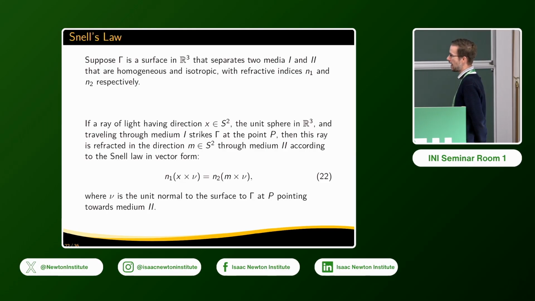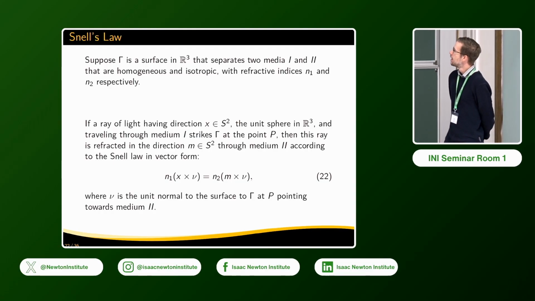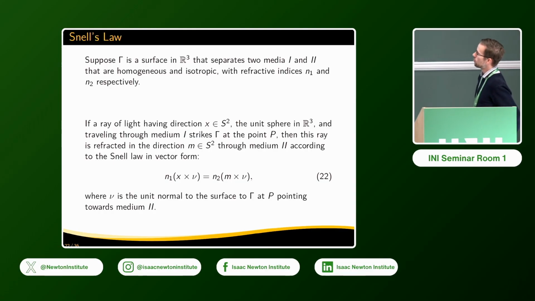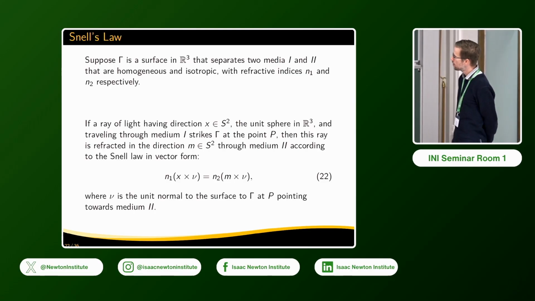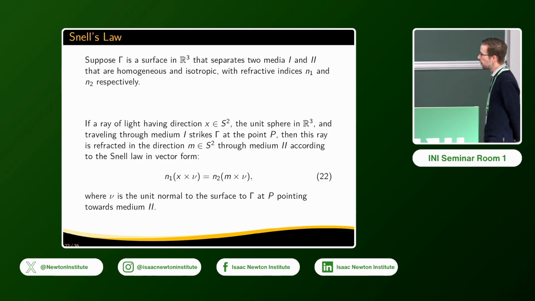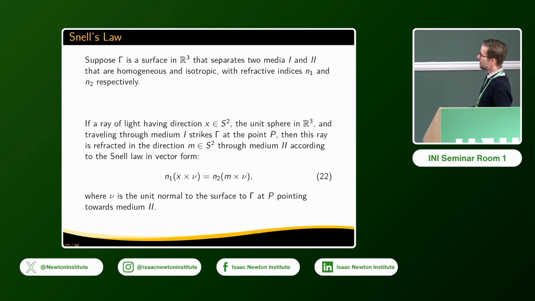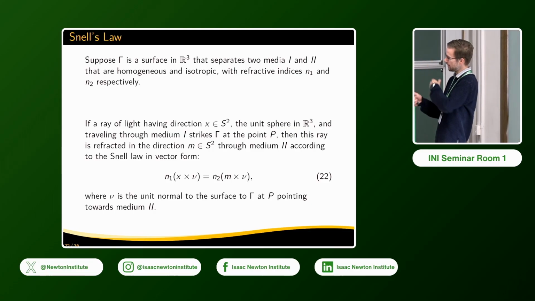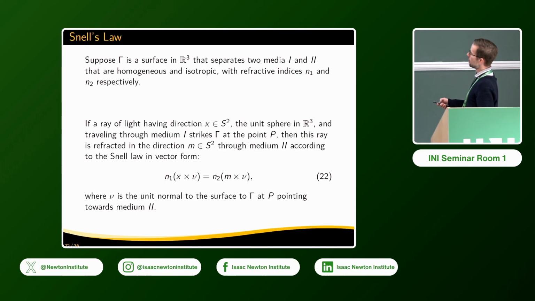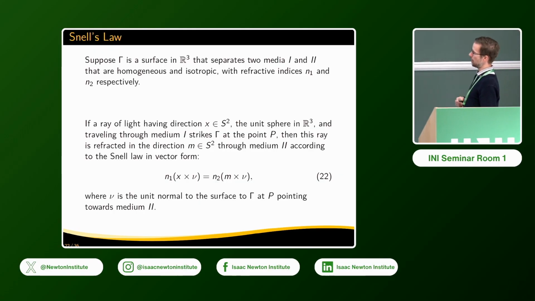Suppose you have a light ray having some unit direction x in the sphere. So x is your incident ray. And it travels through your first material, and it strikes your surface at some point. And Snell's law says that this ray is refracted into a unit direction m, according to the following formula. So the refractive index times the cross product of the incident ray vector with the normal vector pointing from the first material to the second is equal to the second refractive index of the second material times the cross product of the refracted direction with the same unit vector.